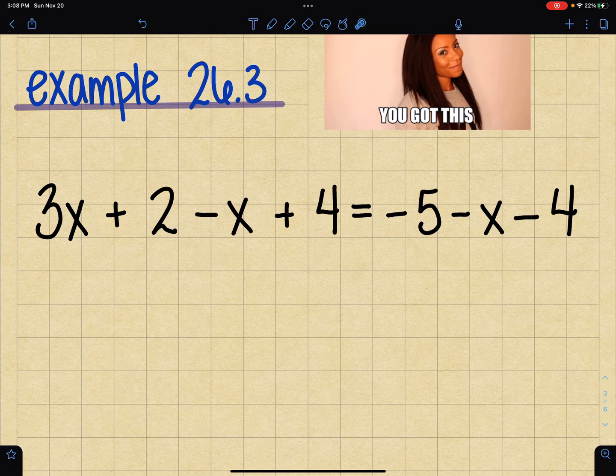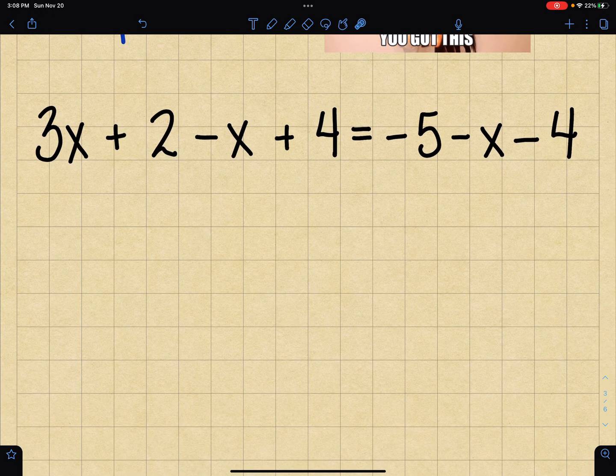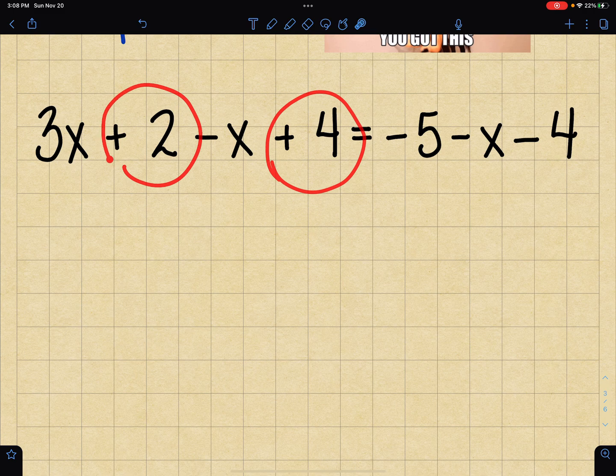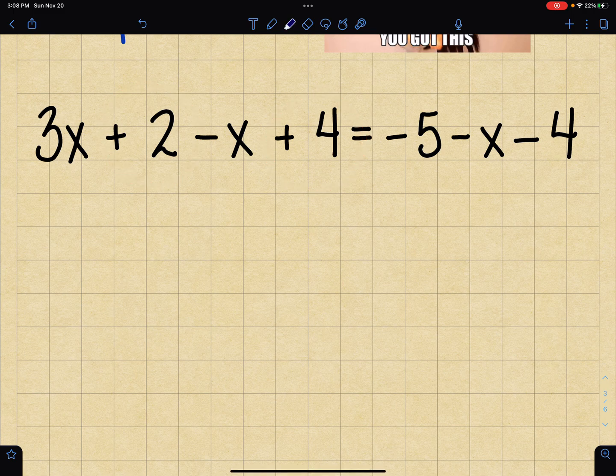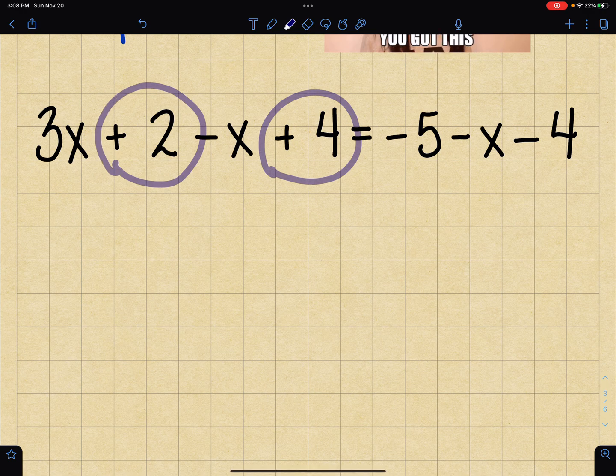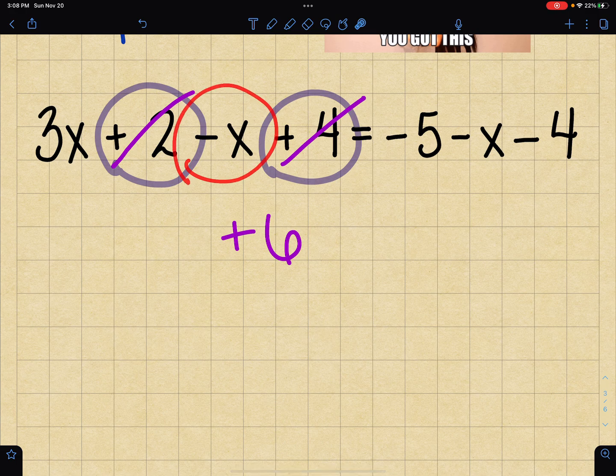Okay, let's try it. The first thing that I'm going to do is add like terms. And if they're on the same side of the equation, it's super easy to do. So I can add 4 and 2, and that's going to be positive 6. Okay, so I took care of those. And look, these are also like terms, the negative x and the 3x. Why are they like terms? Because they have the same variable, an x and an x, and this is basically a 1, so minus 1x.